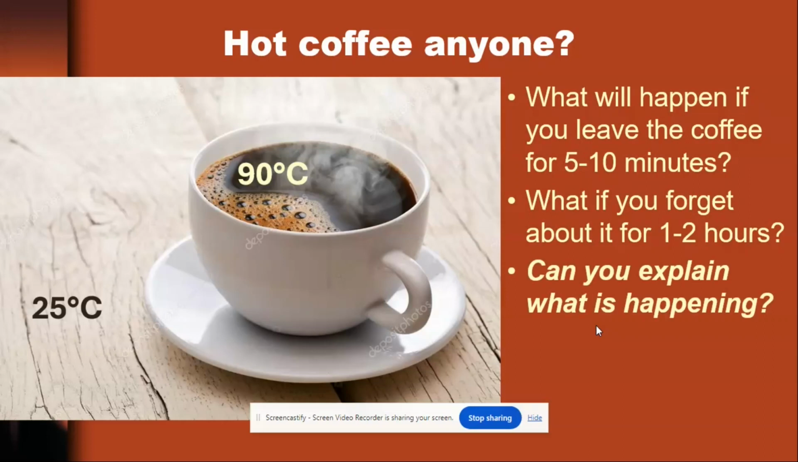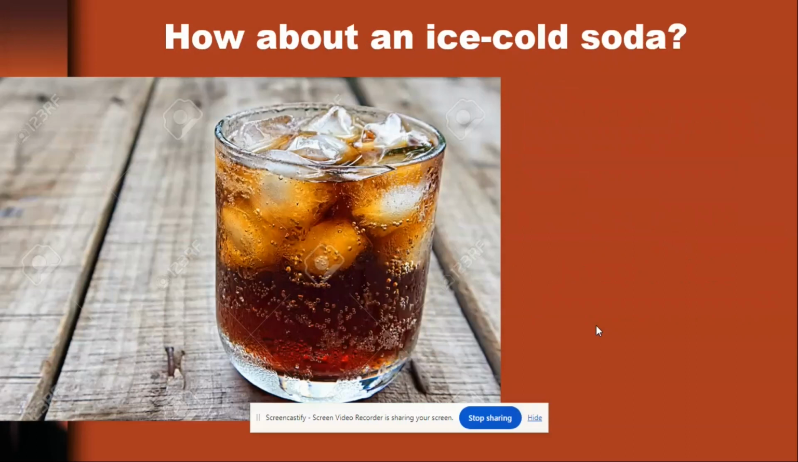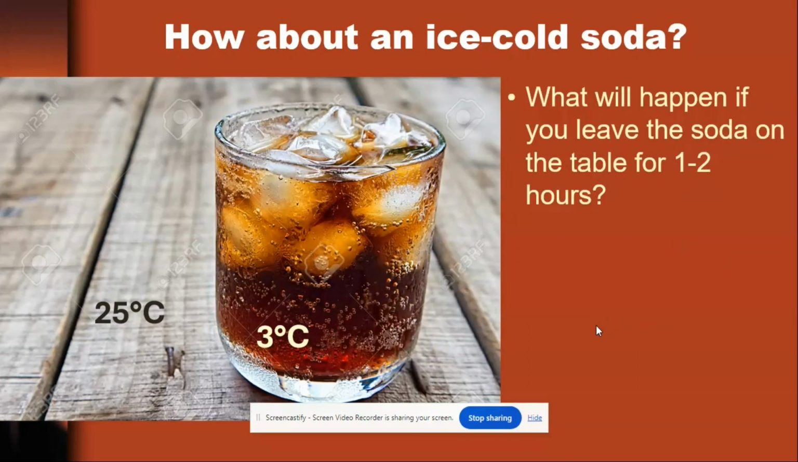And the cooling down is the phrase that a lot of people used here. And the question is, can you explain physically, scientifically, what exactly is happening to make this coffee cool down? In a similar situation, imagine you have a cup of soda sitting on the counter. Once again, the outside air is 25 degrees Celsius, but the soda is 3, almost freezing because of the ice in it. Again, the same question: what happens if you leave the soda out for 1 to 2 hours?